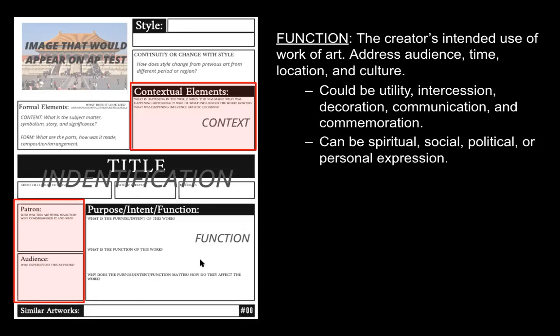Okay, so that's going to be why it was made, who the audience was. It's going to relate to time, location, culture. It can be spiritual. It can be political. It can be personal expression. It can relate to society. It could relate to government. You know, it's going to be those reasons for why it was made. Is it for decoration? Is it part of communication or commemoration?